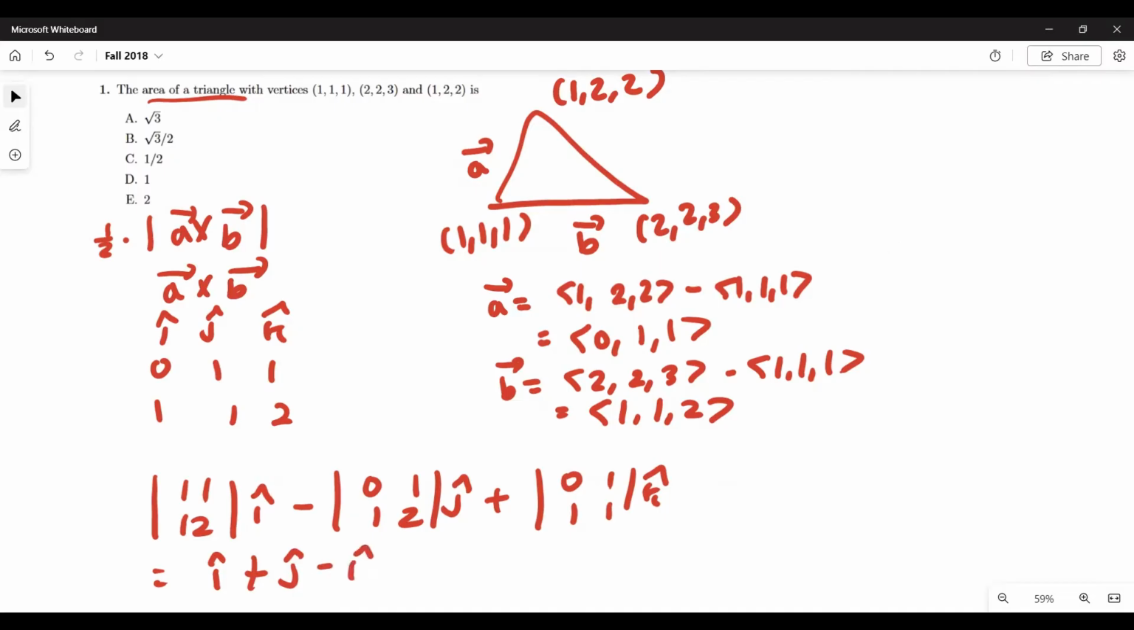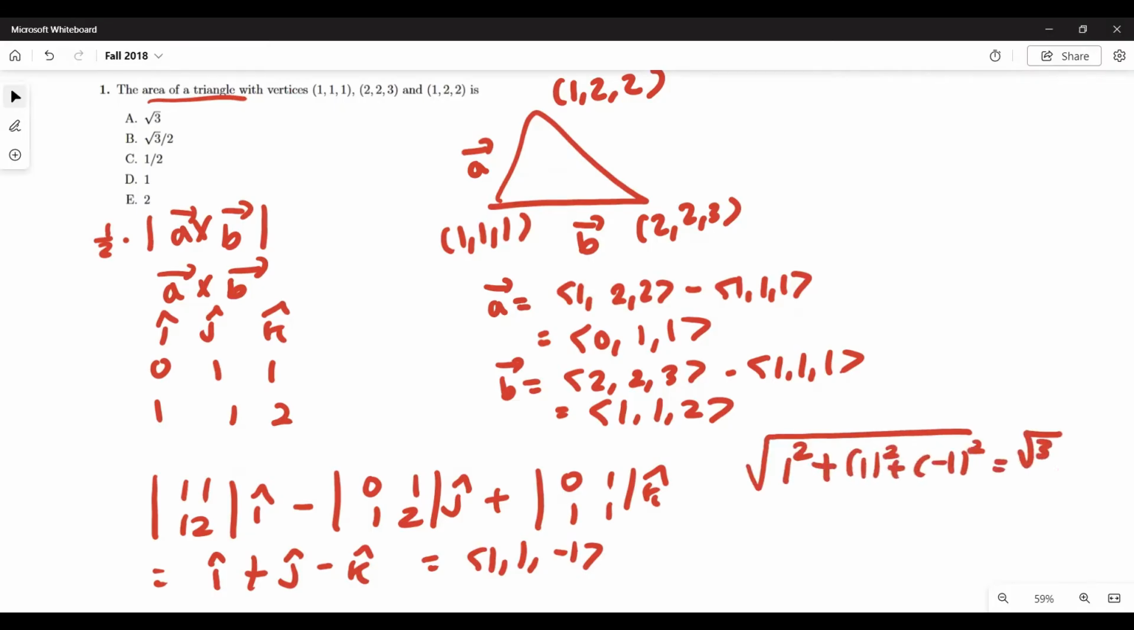Did I do the calculation right? So 1, 1, 1, 2, you have 0, 1, 1, 2, and 0, 1, 1. Yep. So this is i plus j minus k, which is (1, 1, negative 1). If you want to find the magnitude of it, you do 1 squared plus 1 squared plus negative 1 squared. This ultimately gives you square root of 3, and then multiply the square root of 3 by 1/2. This gives you square root of 3 over 2, which is B.